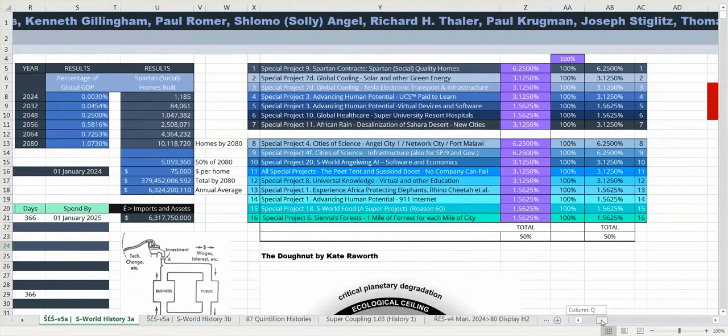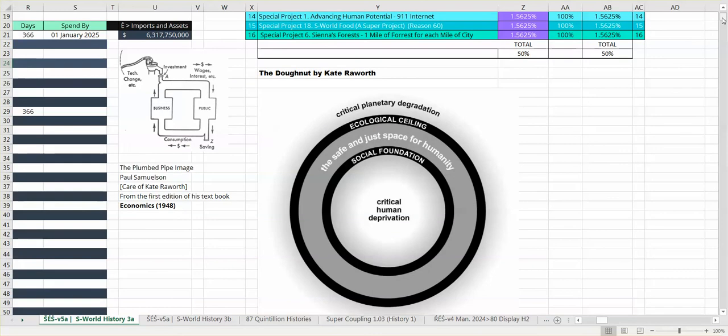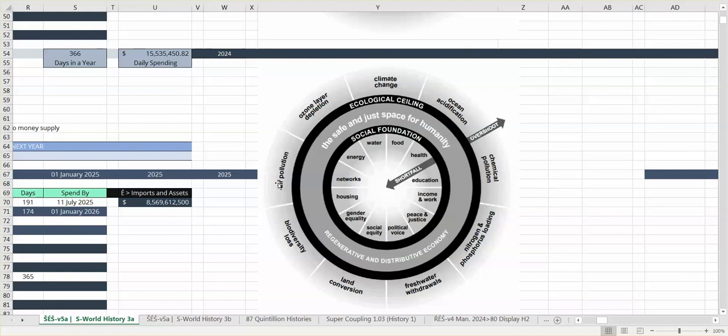We're going to just go down here, the 64 reasons why. And here's the donut, which is an interesting way of looking at this. It's a very elegant way. It's by Kate Raworth, and you should read her book, The Donut. It's a very elegant way of summing up the 64 reasons why. If you imagine these 64 reasons why are split between ones above the ecological ceiling and ones in the social foundation, and our system, S-World, manages to pull them all back in.